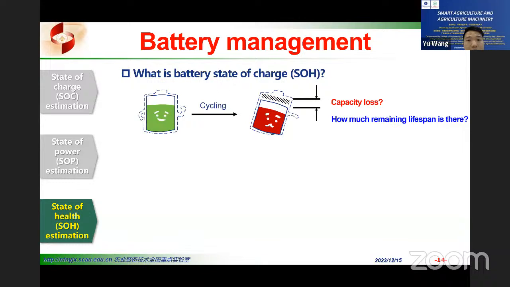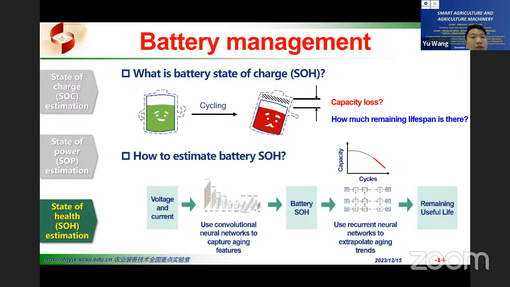The third, what is battery state of health? As we all know, batteries inevitably age and lose capacity. SOH is used to describe the degree of capacity loss in a battery. We can use convolutional neural networks to mine aging features from current and voltage and calculate SOH. Additionally, we can utilize recurrent neural networks to extrapolate the future aging trajectory of the battery, thereby calculating how much remaining lifespan remains.